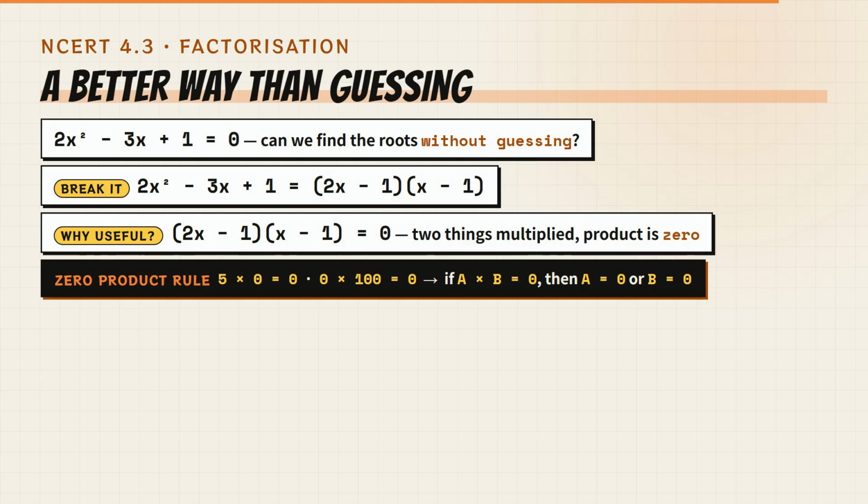Now look at what happened. We have 2 things multiplied together, and their product is 0. That is useful because of one very important rule. If 2 things multiply to give 0, at least one of them must be 0. For example, 5 times 0 equals 0. 0 times 100 equals 0. So if a times b equals 0, then a equals 0, or b equals 0.